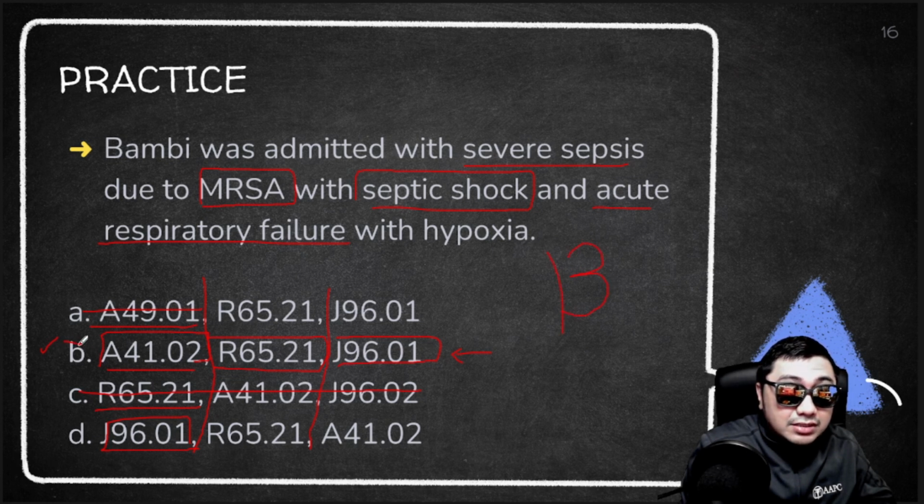Causal organism first, MRSA, R65.21, followed by your acute organ dysfunction. That's it. That's an easy question for you.